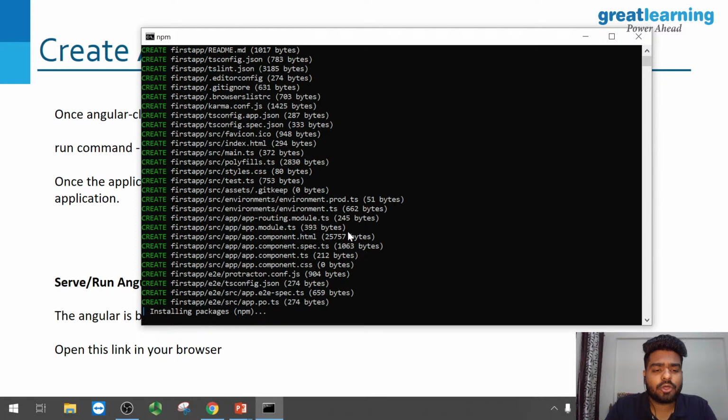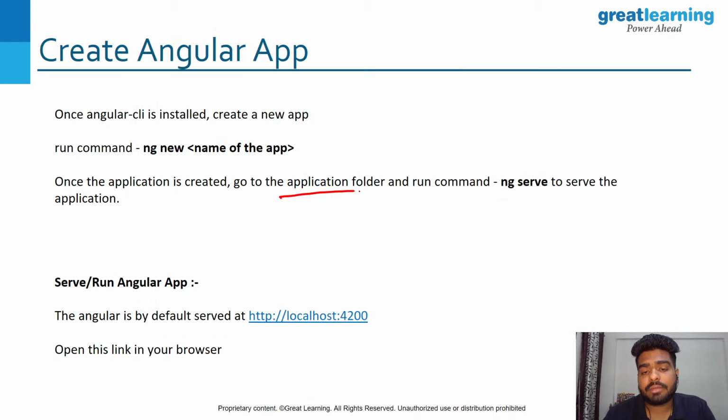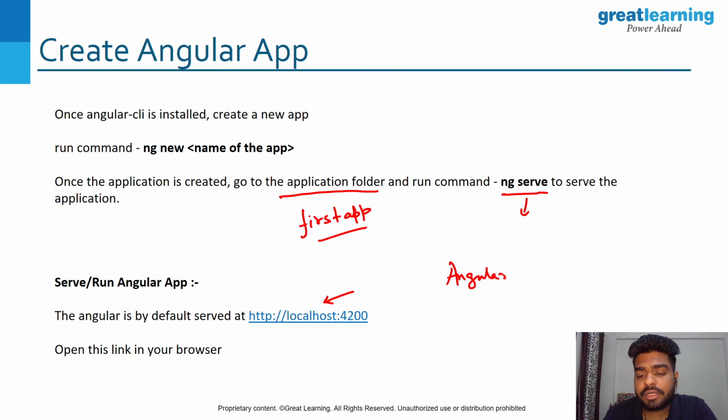So you can see the same thing is given here: run the command ng new. Once the application is created, go to the application folder. What is my application folder? It's first app, right? So I have to go to this folder and run the command ng serve. Then I have to see my web page on this server, on localhost. Remember that all your Angular applications will run on this particular port number, which is 4200. I'll be showing that to you right away.